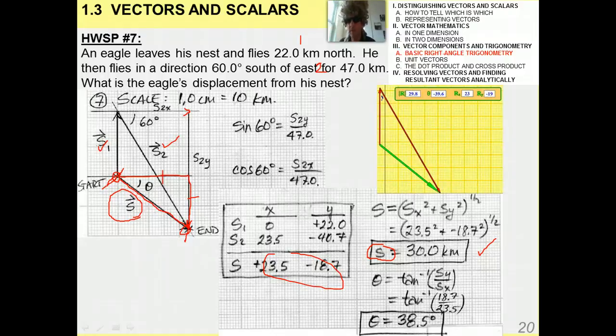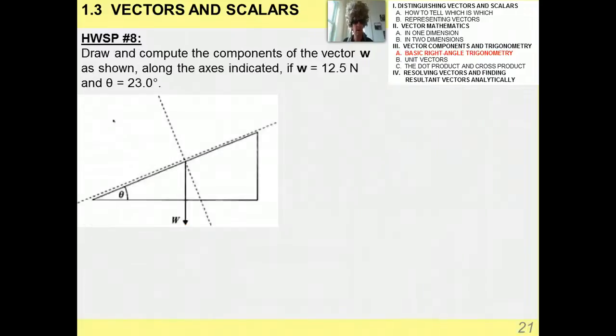I can also do this with the PhET program. So this is what it looks like. We'll do this together in class, but you can see that I get about the same results when I use the PhET program. So pretty cool.